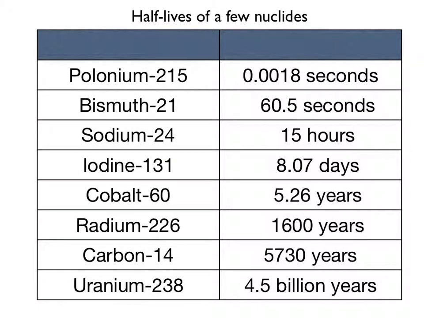The half-life of a nuclide varies dramatically. So here's a chart with just a few samples, kind of the extremes. At the top you see we have polonium-215, which has a half-life of 18/10,000ths of a second. So it wouldn't take very long before all of the sample of polonium-215 has converted to the daughter product. But somewhere in the middle here we have iodine-131, and it has a half-life of 8 days. Iodine-131 is used in medical treatments. And at the very bottom, we have uranium-238, which has a half-life of 4.5 billion years. That's about the age of the Earth.